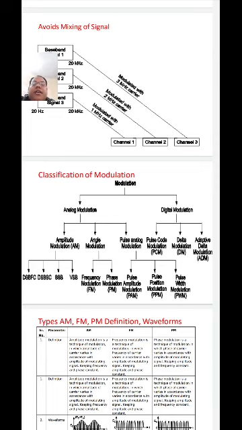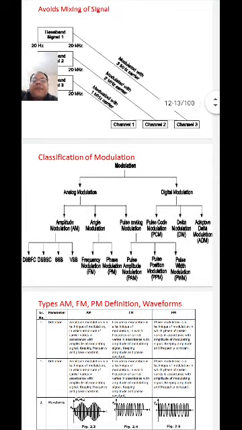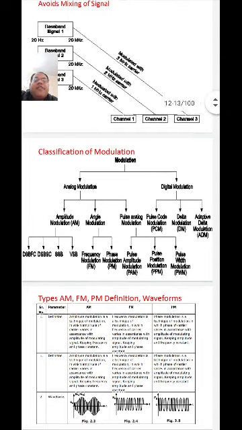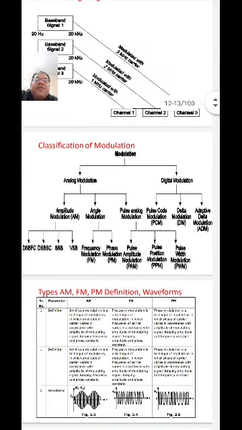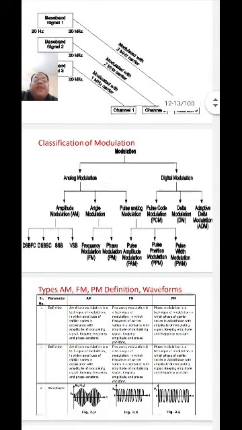Amplitude modulation is further divided into DSB, that is double sideband full carrier, DSB-SC, double sideband suppressed carrier, SSB, single sideband, and VSB, vestigial sideband. In DSB full carrier there is the carrier, the upper sideband, and the lower sideband. There are two upper sidebands and two lower sidebands, so it is called double sideband full carrier.